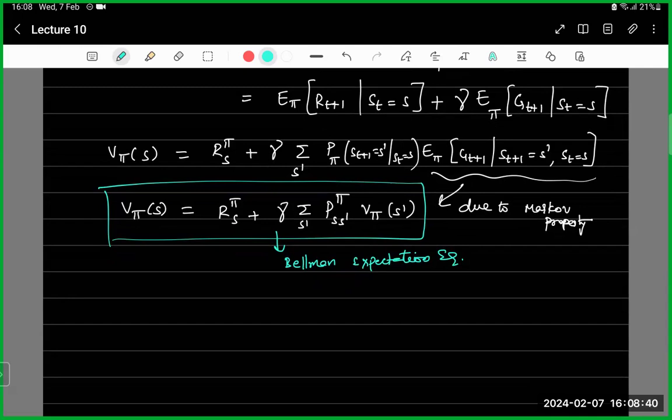So now we have derived a set of equations which v pi of s satisfies. These are linear equations. How many unknowns are there? The number of states, because for every state you have a v pi. So let's say you have n states, you have n unknowns. How many equations do we have? n equations, one for every state. So can we solve these equations? If you have n linear equations and n unknowns, are we always guaranteed to find the unknowns? When is it guaranteed?